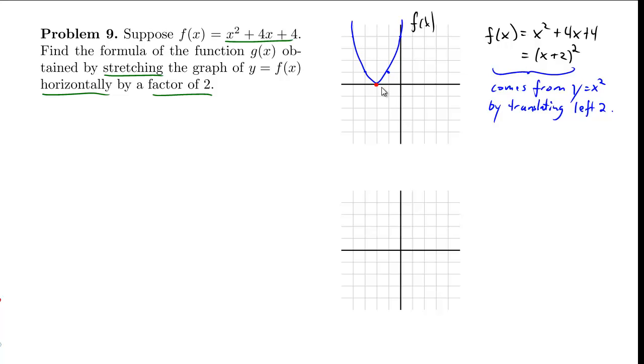Next, to stretch by a factor of 2, the vertex moves from minus 2, 0 to minus 4, 0. We're doubling the x-coordinate. Also, the point 0, 4 stays on the y-axis since doubling the x-coordinate, which is 0, doesn't change it. So the point doesn't move. So we can fill in the graph of g as shown.